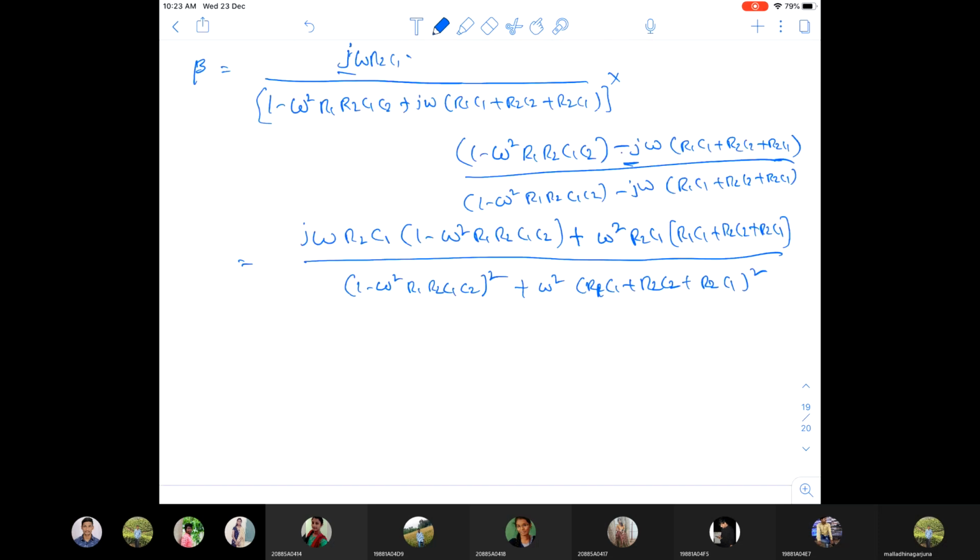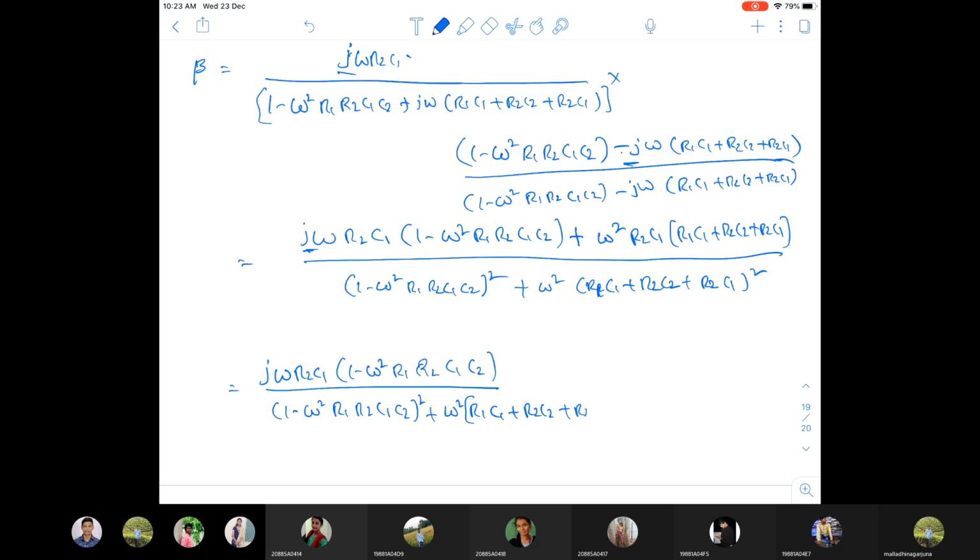Now what is the imaginary part? You separate now. The j omega is there, no? So this is imaginary: j omega r2 c1 into 1 minus omega square r1 r2 c1 c2, divided by 1 minus omega square r1 r2 c1 c2 whole square plus omega square into r1 c1 plus r2 c2 plus r2 c1.